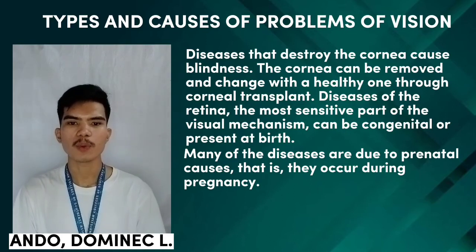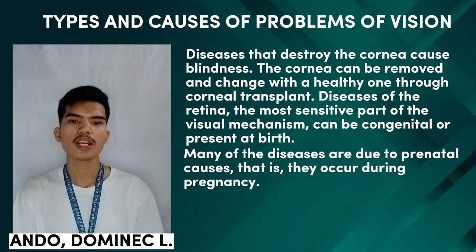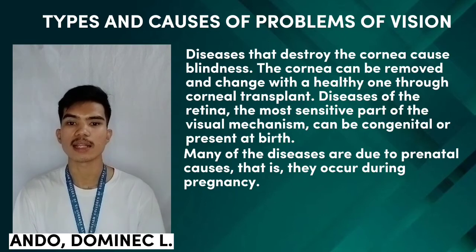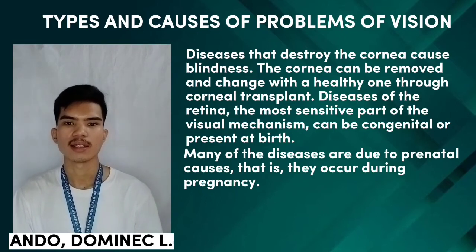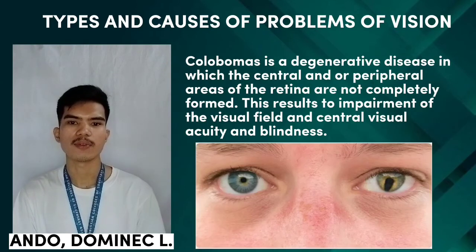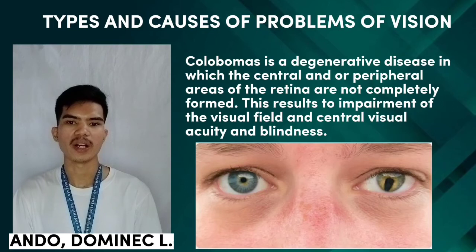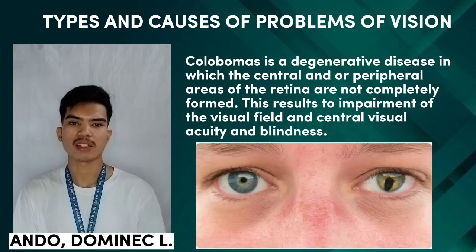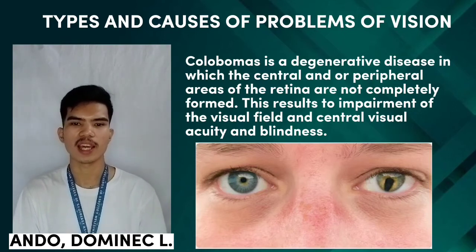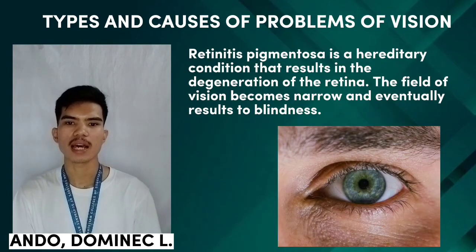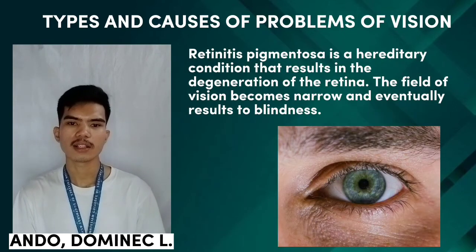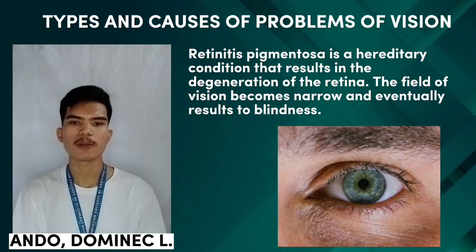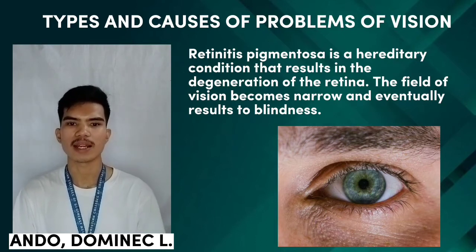Diseases of the retina, the most sensitive part of the visual mechanism, can be congenital or present at birth. Many of the diseases are due to prenatal causes, that is, they occur during pregnancy. Colobomas is a degenerative disease in which the central and or peripheral areas of the retina are not completely formed. This results in impairment of the visual field and central visual acuity, and blindness. Retinitis pigmentosa is a hereditary condition that results in the degeneration of the retina. The field of vision becomes narrow and eventually results in blindness.